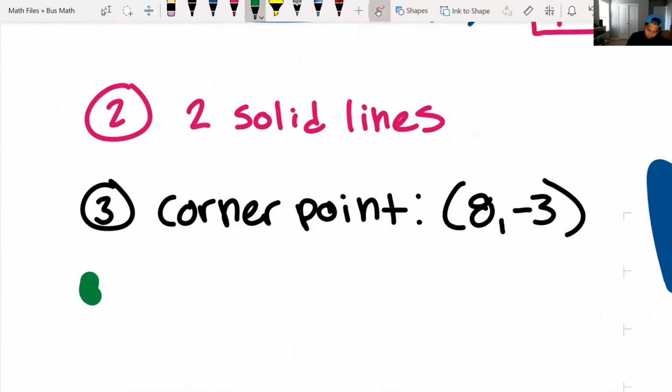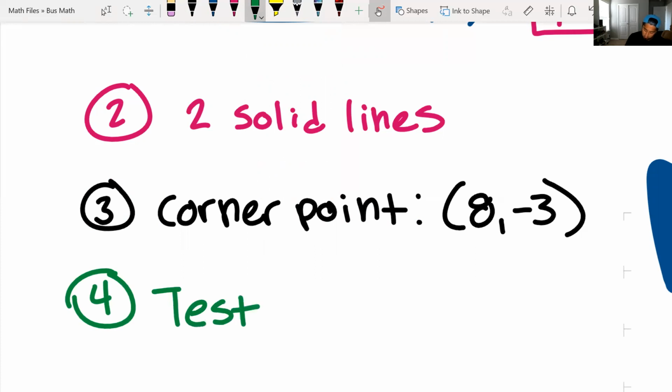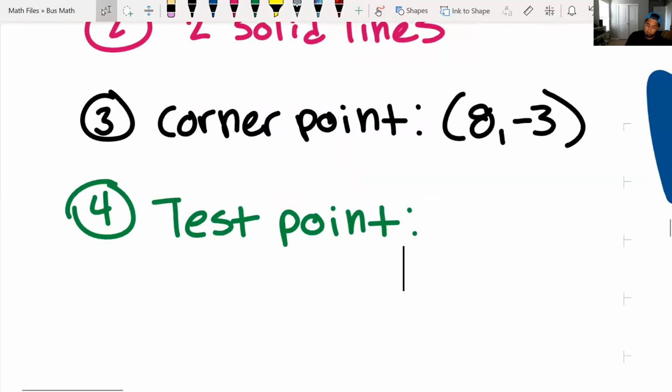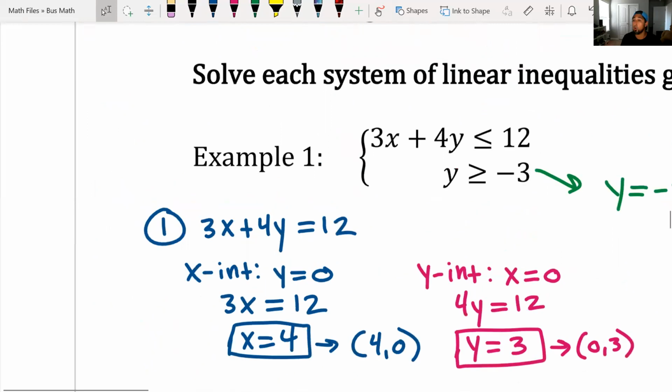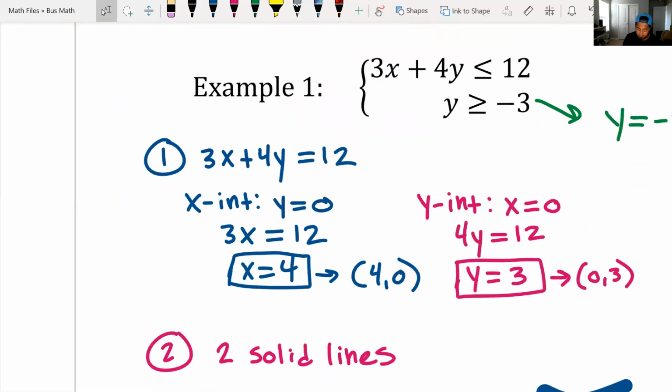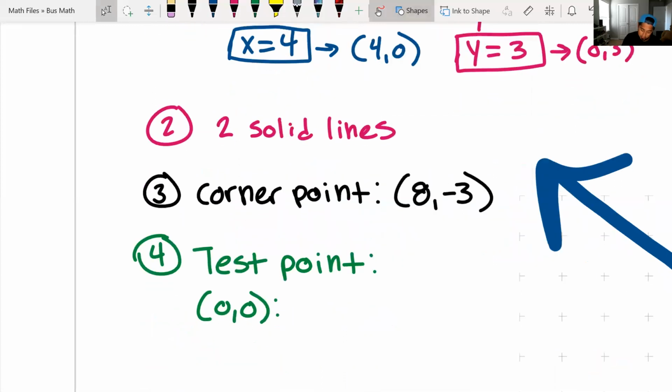And then we go to step 4. Test point. We picked 0, 0, and we're going to plug that into both inequalities. So 3x plus 4y less than or equal to 12. I'll write that one first. 3x plus 4y less than or equal to 12.